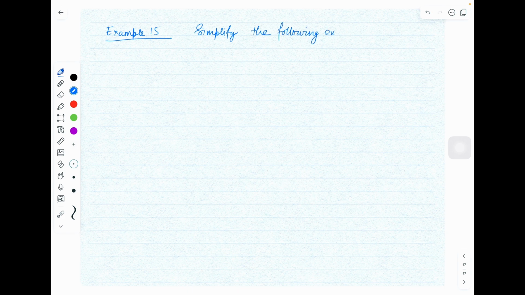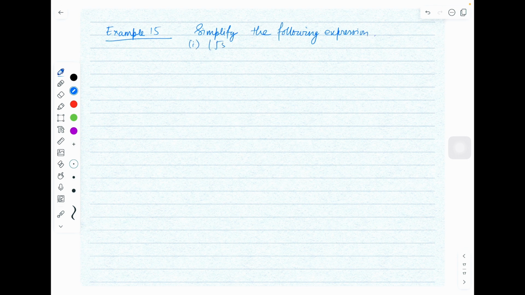Understood? Now we are going to look at examples. Now only examples and exercises are left, so we'll quickly finish this. Okay, example number 15. It is given, simplify the following expression.